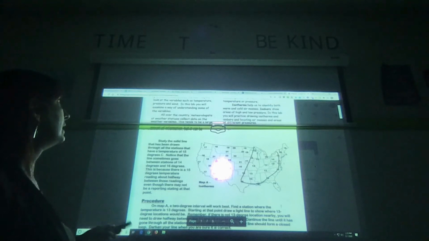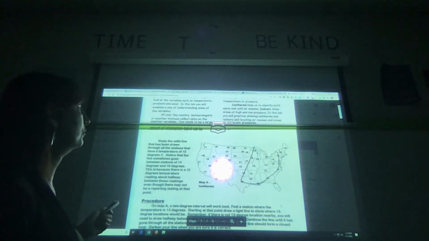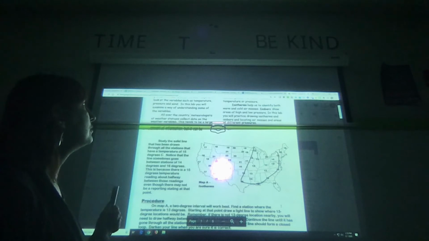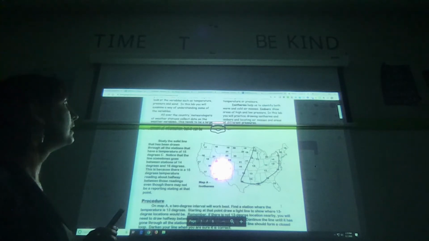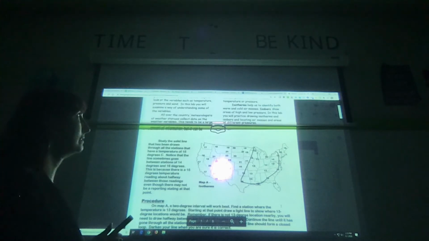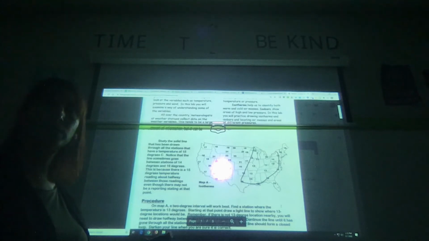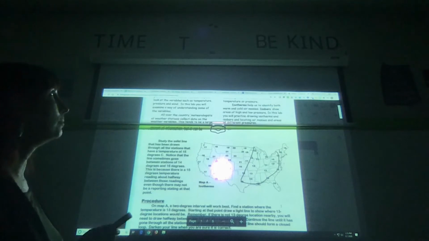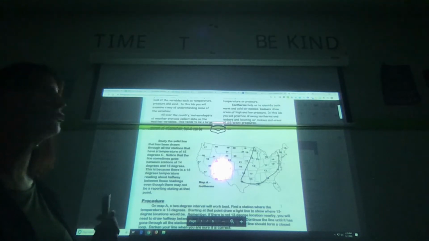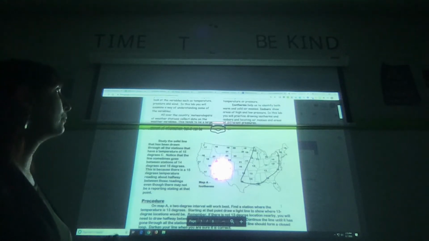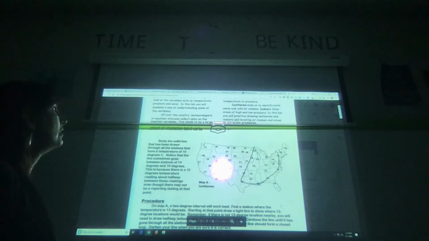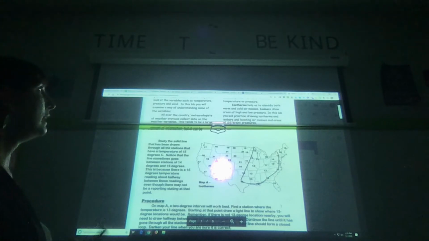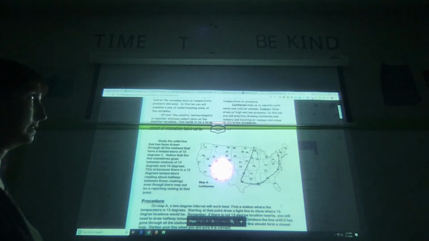But anyhow, let me get back to talking about isotherms. With isotherms, it's going to help us to identify warm and cold air masses. Isotherms are about temperature, but we're also going to be talking about isobars, which are about your high and low pressure systems. You're going to be practicing drawing isotherms and isobars and locating the different types of air masses.